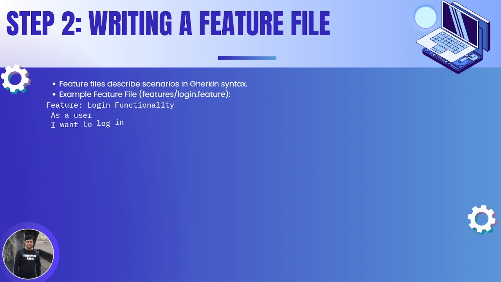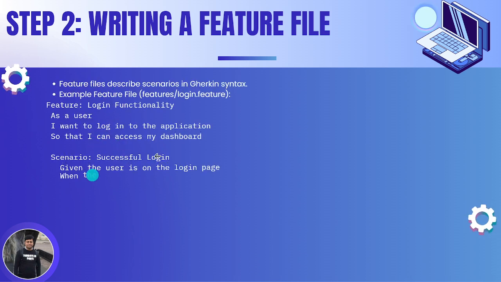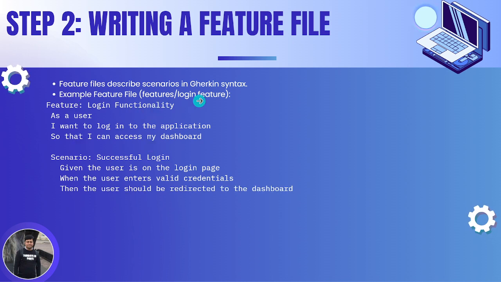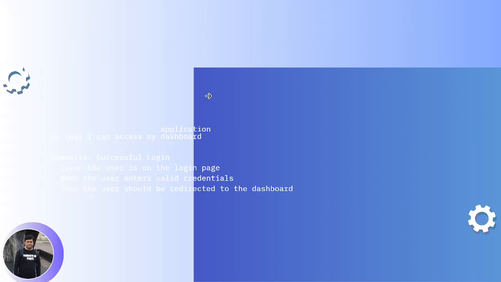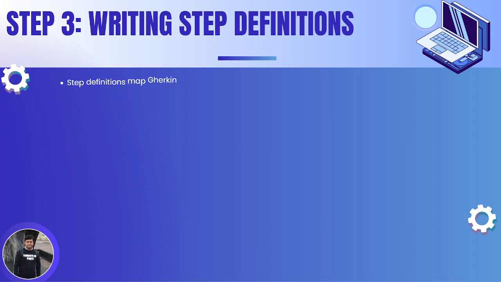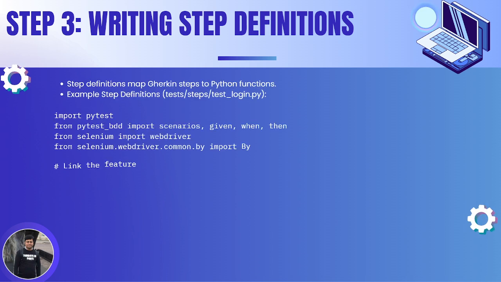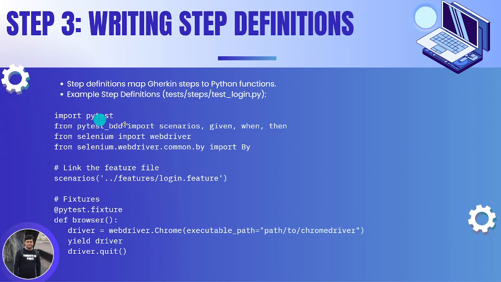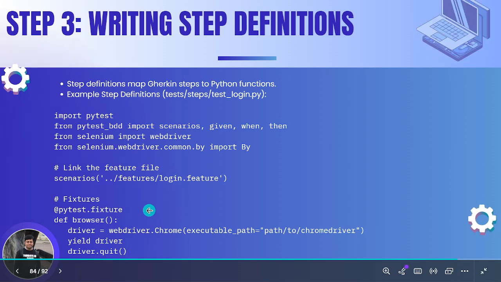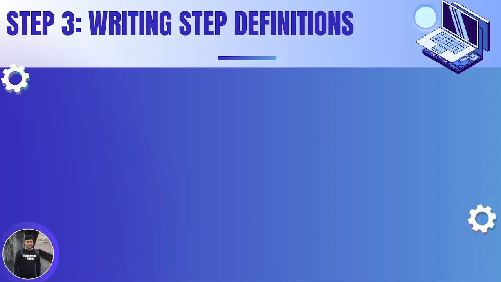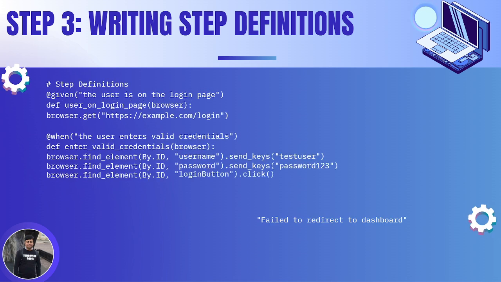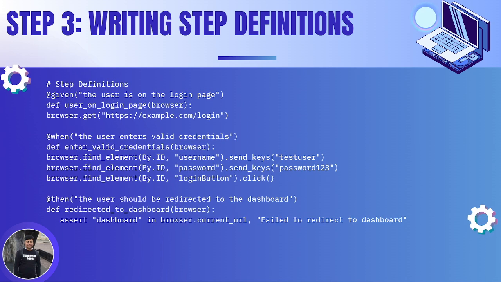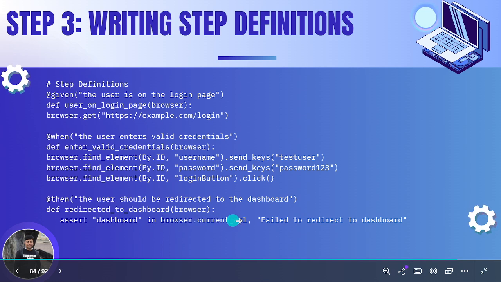For writing your test, in the feature file you can use the same login functionality feature, login.feature, and the same code you can write in the step definition using Python. You can see import pytest, then from pytest_bdd import scenario, given, when, then, and then import WebDriver, and then you can write that code. Writing step definitions: in the then part you can use the assertion that the dashboard is in the browser's current URL.